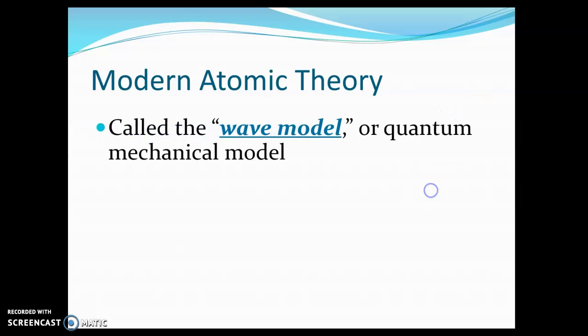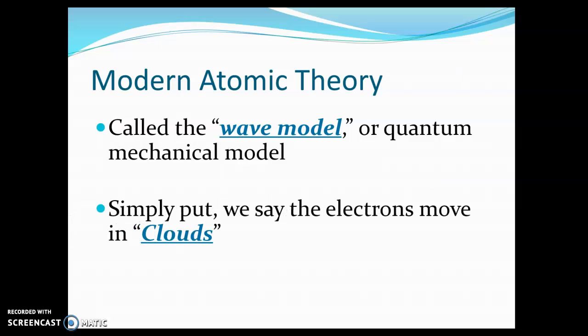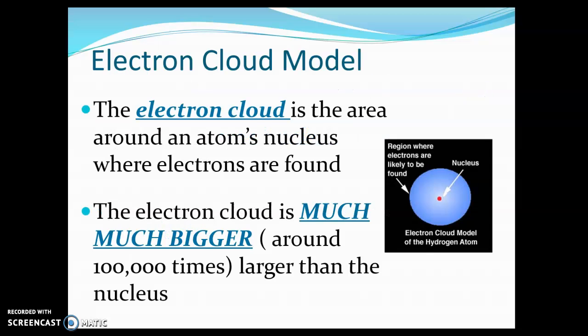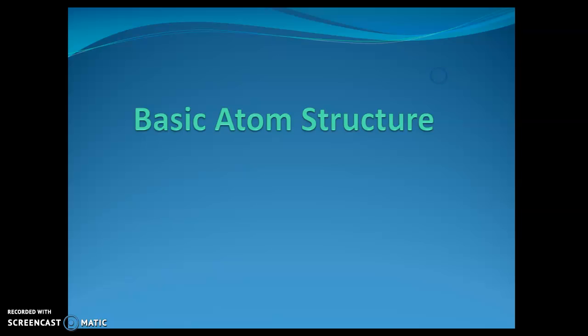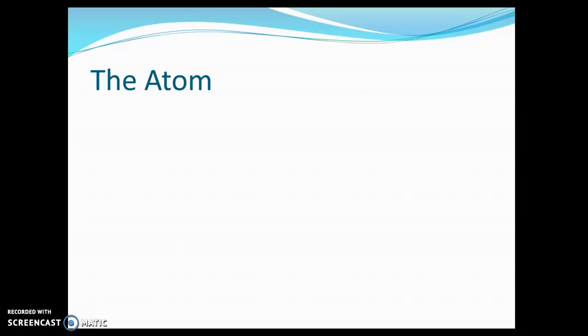The modern atomic theory calls its model the wave model, or the quantum mechanical model, which just means electrons move in clouds. The electron cloud model is the area around an atom's nucleus where electrons are found. The electron cloud is much bigger, around 100,000 times bigger than the nucleus. So that's the history. That's what you guys hopefully uncovered in doing the project that you did.